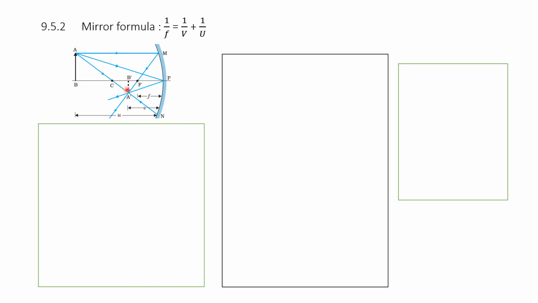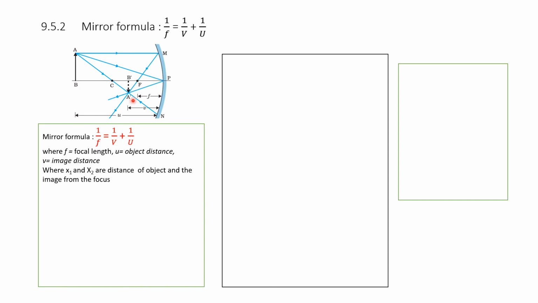We have to also define the distances, where u is the object distance and v is the image distance as shown in the diagram. So u is nothing but BP, FP is equal to small f, and B dash P is v. This is the description of the diagram for deriving the mirror formula.